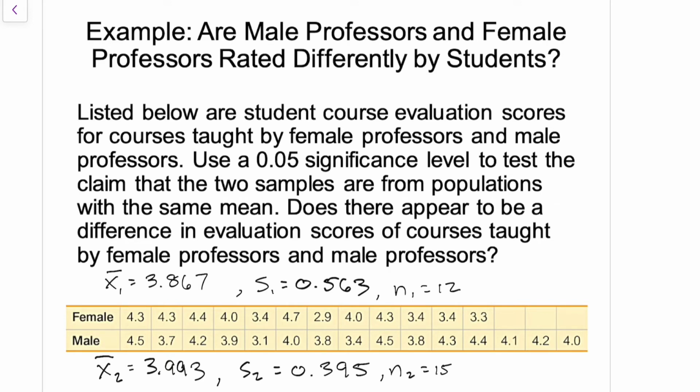For some of the examples in the homework, you may have to compute each sample mean and each sample standard deviation. But for any examples we have to do on an assessment or a final, I will give you the sample mean and sample standard deviation for each of the samples. So we can see the mean of the female set is going to be 3.867 with a standard deviation of 0.563, and the size of that sample is 12. Whereas the mean score for the men is going to be 3.993 with a standard deviation of 0.395, and the sample size is 15. So here, let's use these values to do the formal method of hypothesis testing.